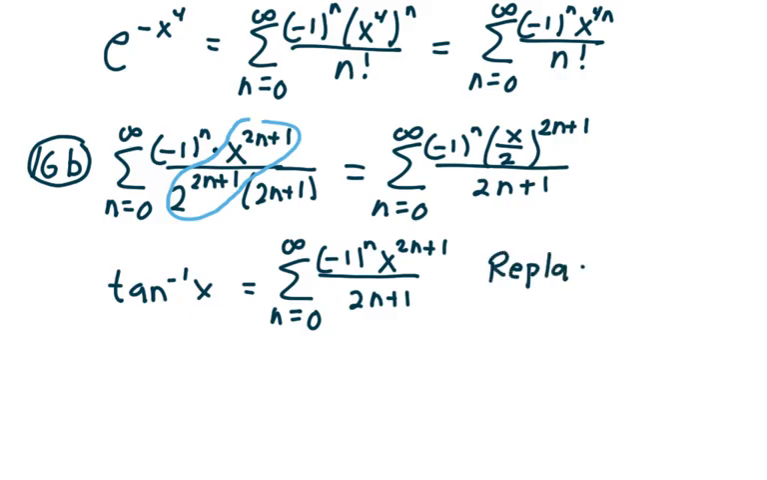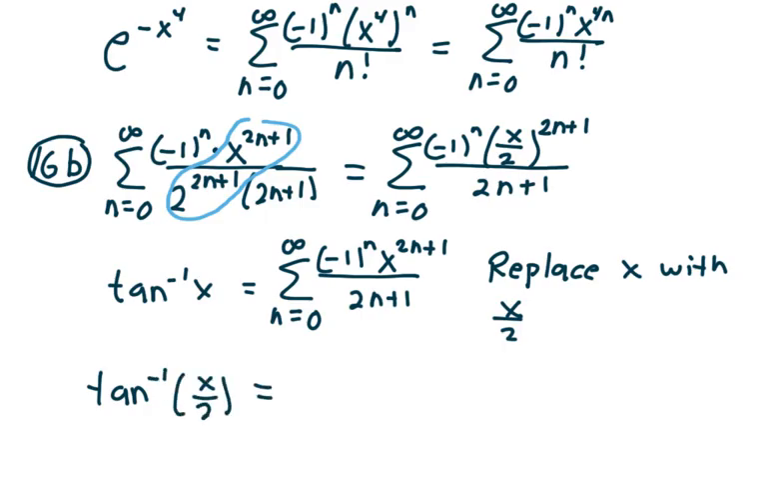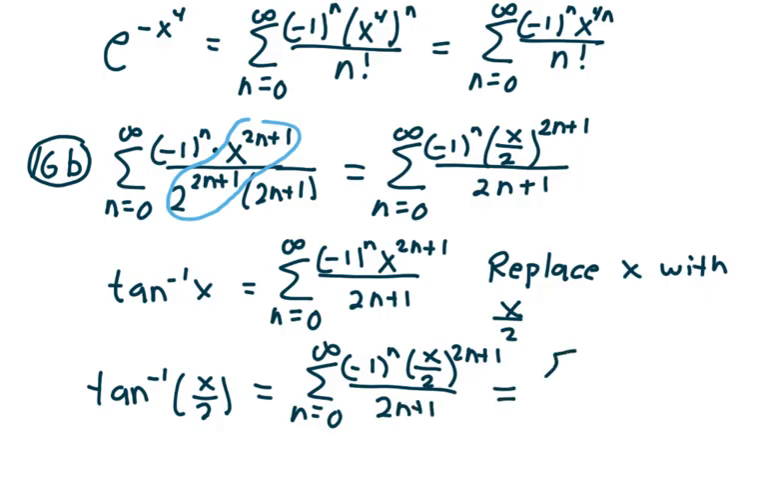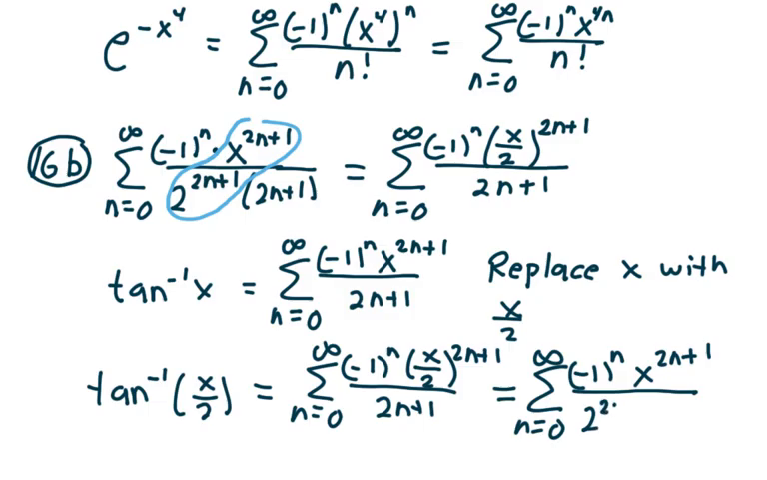So I'm going to replace x with x over 2. And so our arctangent of x over 2 is the summation from n equals 0 to infinity of negative 1 to the n times x over 2 to the 2n plus 1 divided by 2n plus 1, which is indeed equal to the summation from n equals 0 to infinity of negative 1 to the n, x to the 2n plus 1 divided by 2 to the 2n plus 1 times 2n plus 1. And that's how we do 16b.